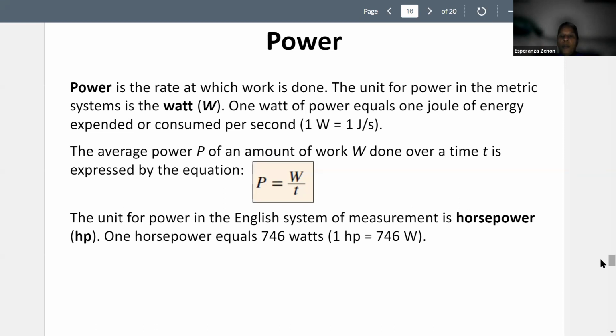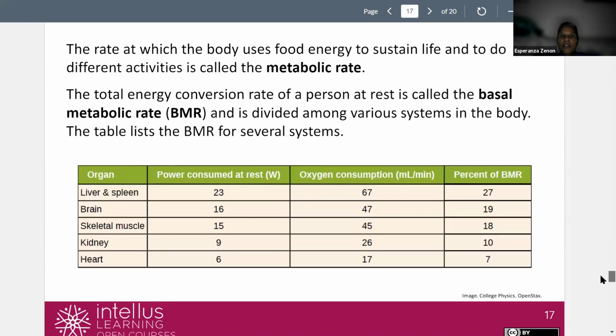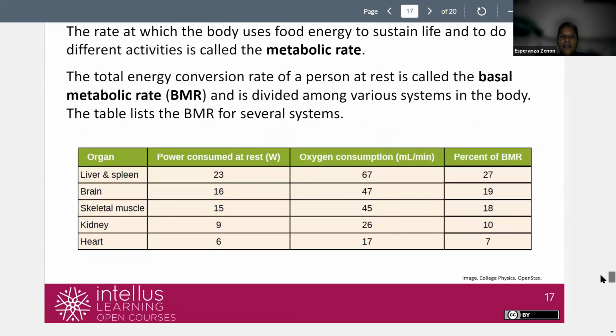Power, work per unit time. And look at, they give you a chart here that shows some energy conversion processes within humans. Okay. So this talks about the rate at which the body uses food. That's called a metabolic rate.